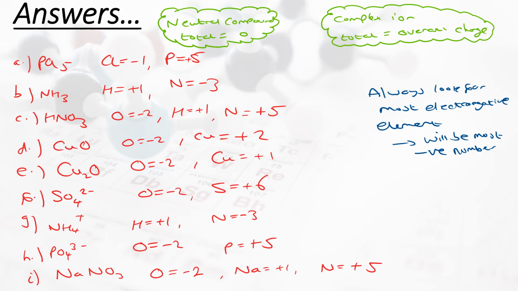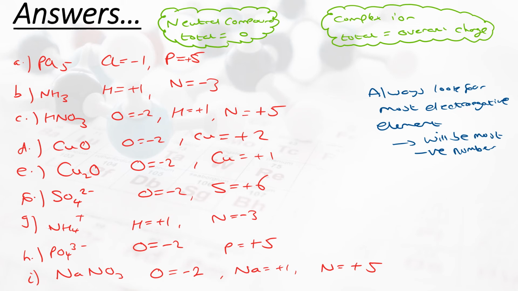F, the sulfate anion, SO4 2-. Here we have a complex ion, so we have to make sure that our oxidation states overall add up to -2. We look for the most electronegative atom, which is the oxygen. That will be -2. We have 4 of them, so overall we're going to have -8 for our oxygens. And therefore, to get an overall -2, we have to have -8 plus 6. And so our sulfur is +6.